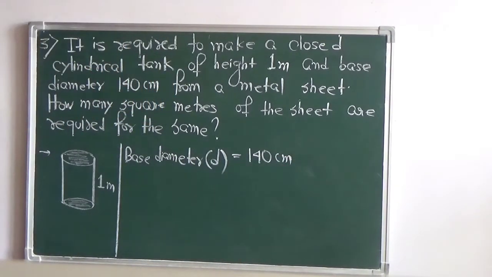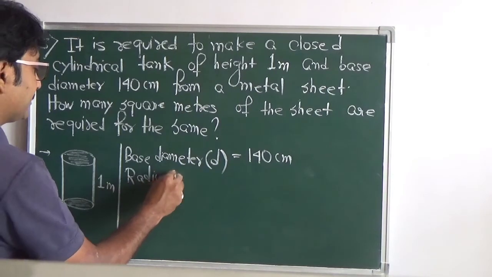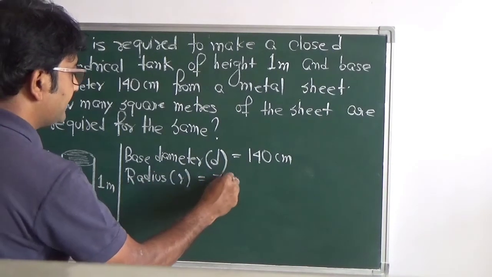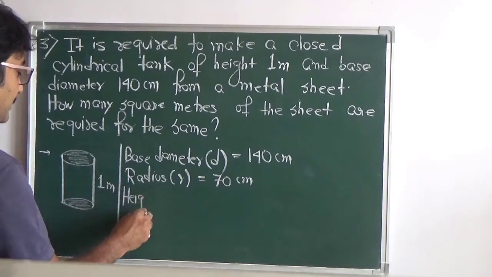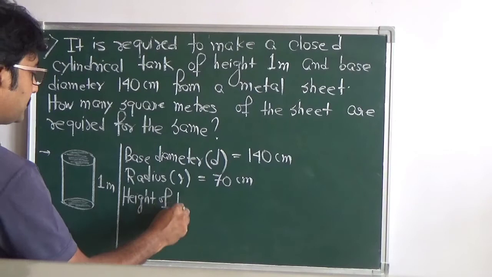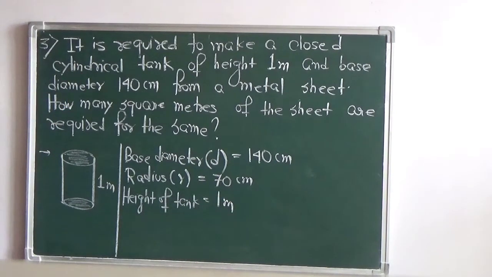Next we note down the radius. If the diameter is given, the radius r will be 70 centimeters, just half of the diameter. Then we have the height of this tank, which is given as 1 meter, right? So the area of the sheet required.